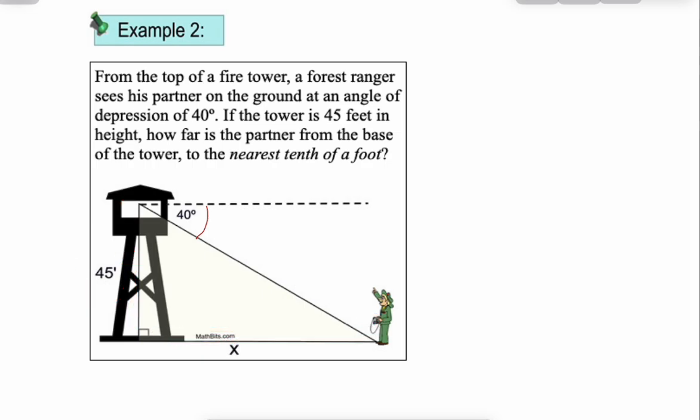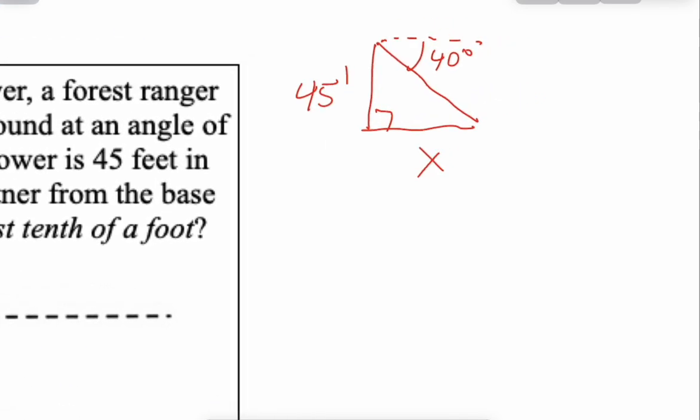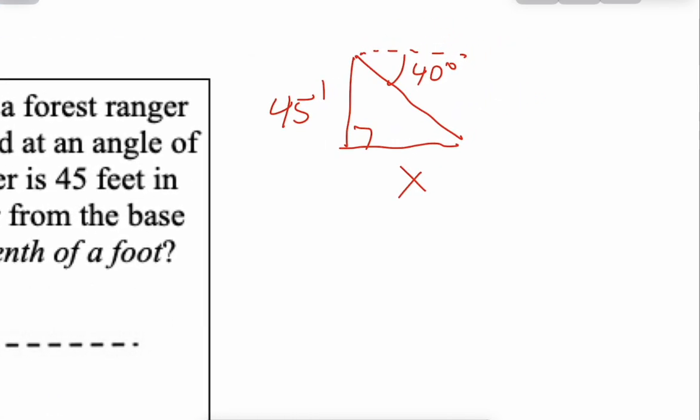Okay. So if we look at that triangle, we have 45 feet, we have x. We don't have 40 in our triangle, so we've got to get it there. Now, we can get it there in 2 different ways. You can put 40 degrees down here.